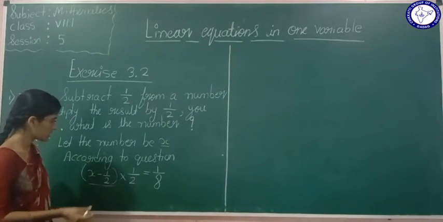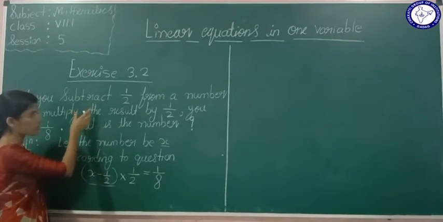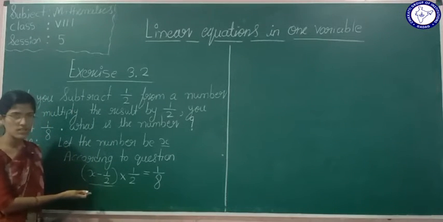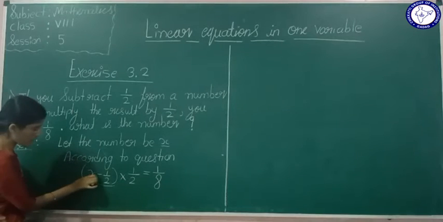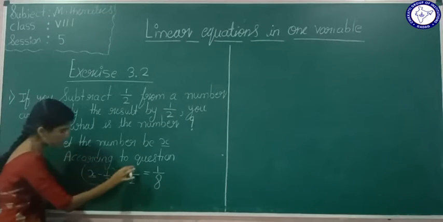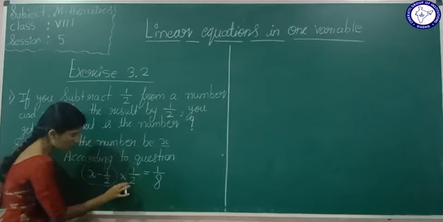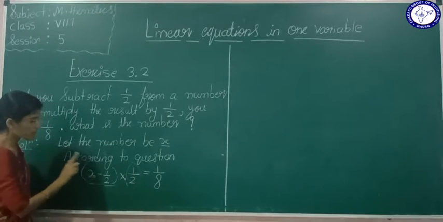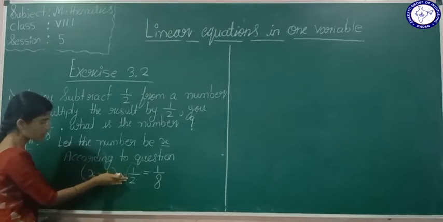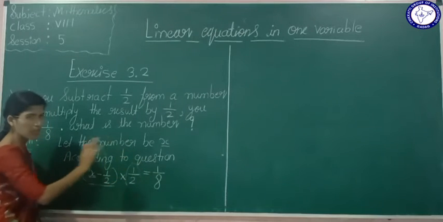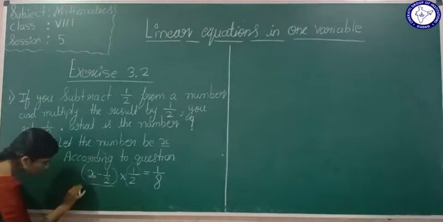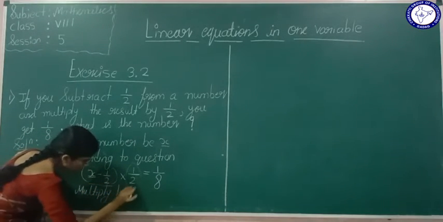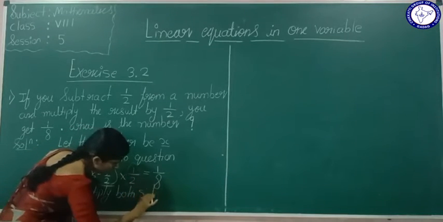Now see, students, according to the question we got this condition. Now this is easy to solve, yes or no? We want the value of x here. What we will do is reduce this half. We don't want half here. To reduce this half, we multiply both sides by 2.